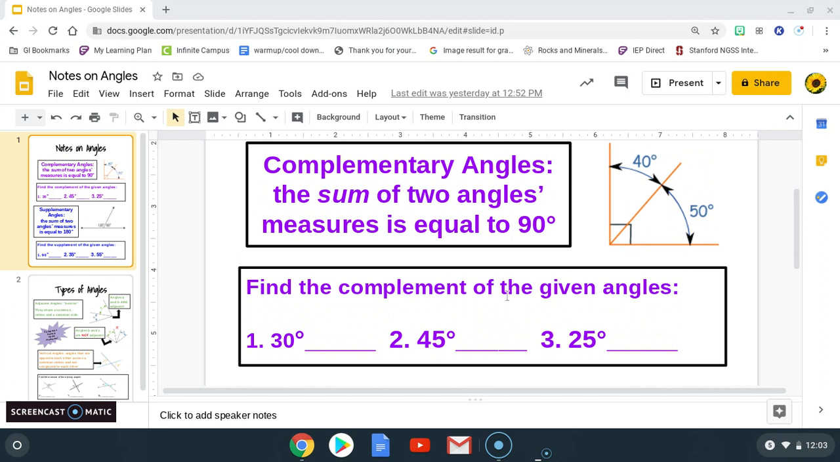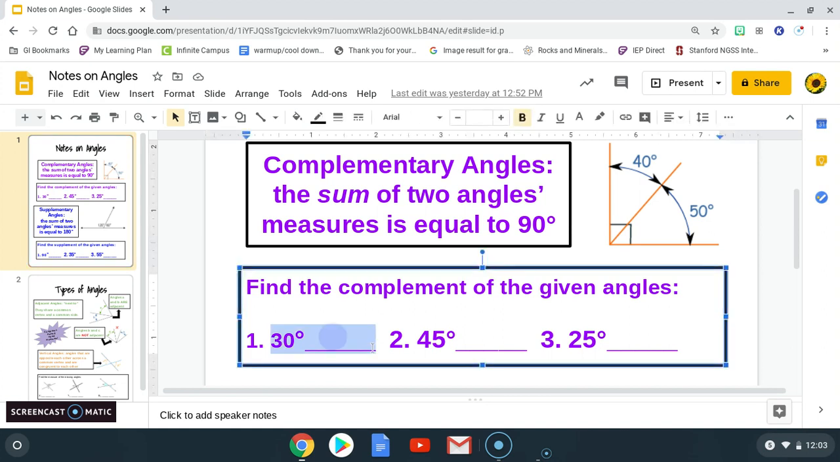If I wanted you to find the complement of the given angles, if it says complement, you are going to take 90 degrees and subtract the number from 90 to get the complement. So you would do 90 minus 30, which is 60. So the complement of this number would be 60. And you can put a little degree sign if you want.